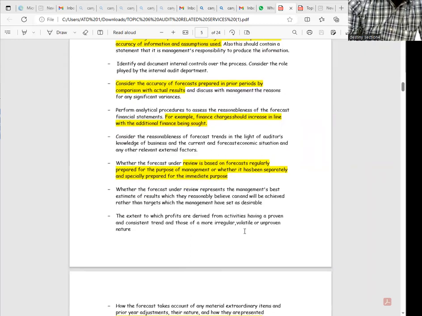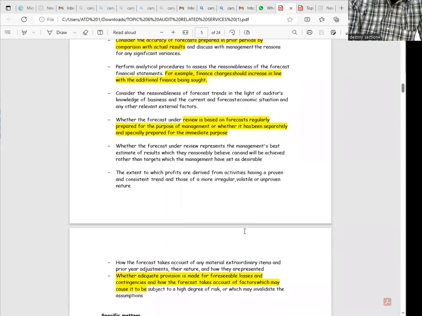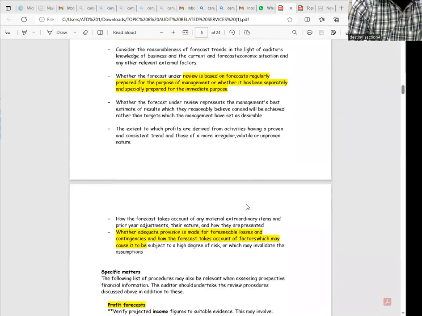And next, whether the forecast under review is based on forecasts regularly prepared for the purposes of the management, or whether it has been separately and specifically prepared for the immediate purpose. The next, whether the forecast under review represents the management-based estimate of the results, which they reasonably believe can and will be achieved, rather than targets which the management have set as desirable. The next, the extent to which the profits are derived from activities having a proven and consistent trend, and those of a more irregular, volatile, or unproven nature.